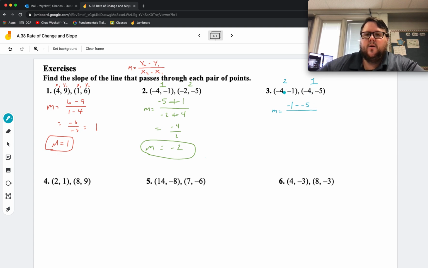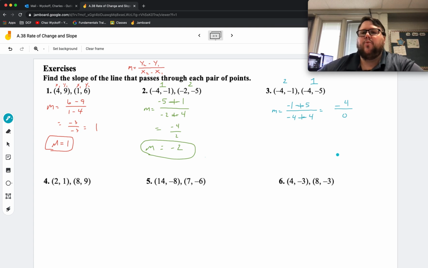over x2 is negative 4 minus x1 is negative 4. So that equals, remember we changed these to pluses. So I get negative 4 divided by negative 4 plus 4 is 0.